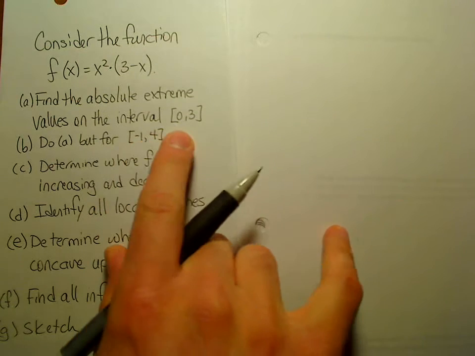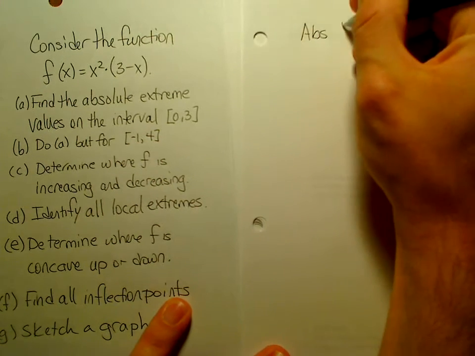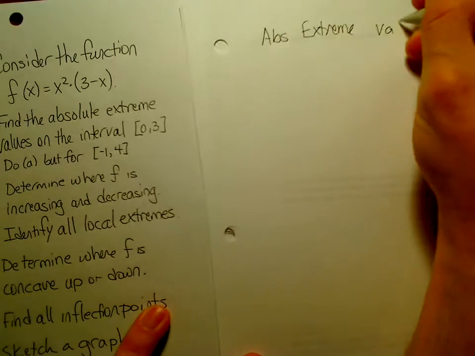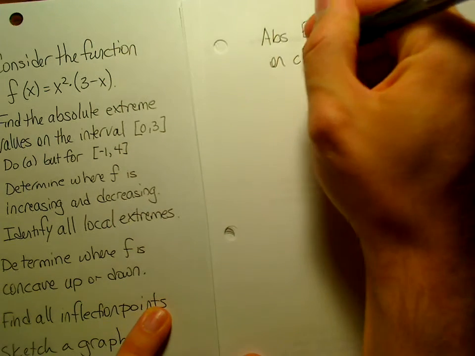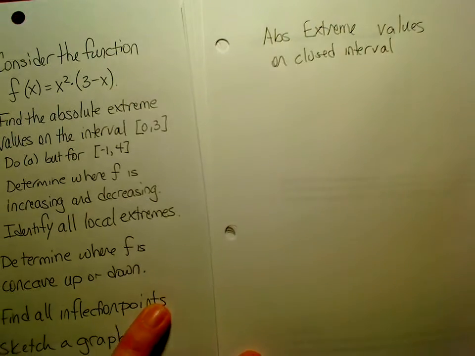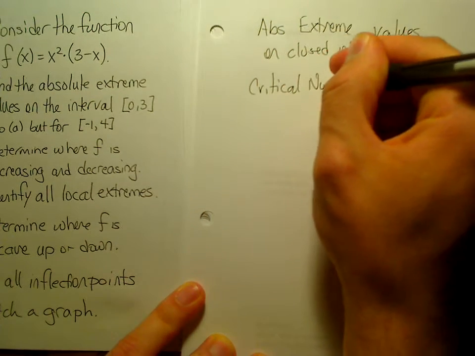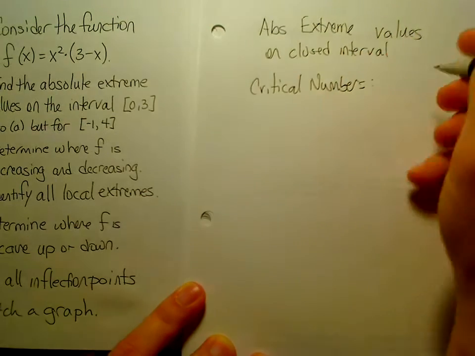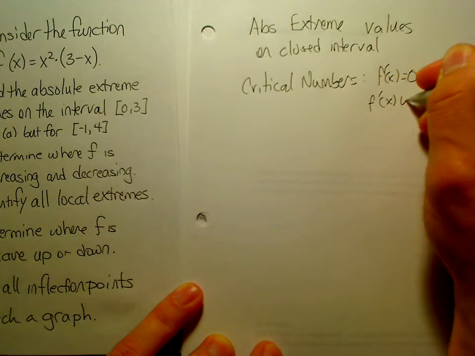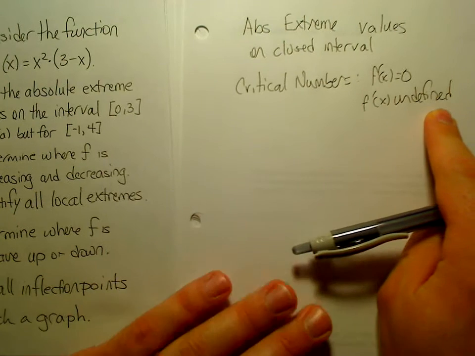The absolute extreme values on this interval from 0 to 3. So we're looking for absolute extreme values on a closed interval. And when you're doing that, what you need to be looking for is critical numbers. Those are places where f prime of x is 0, or f prime of x is undefined. And this is the one that students often forget, looking for where it's undefined.